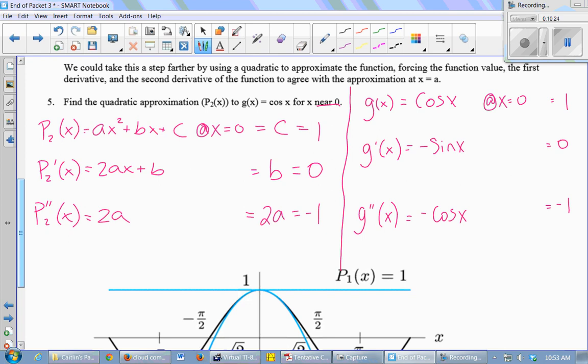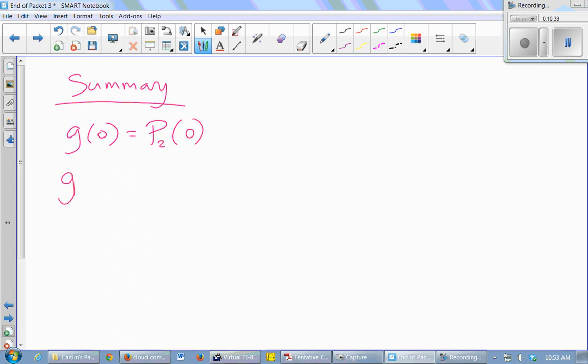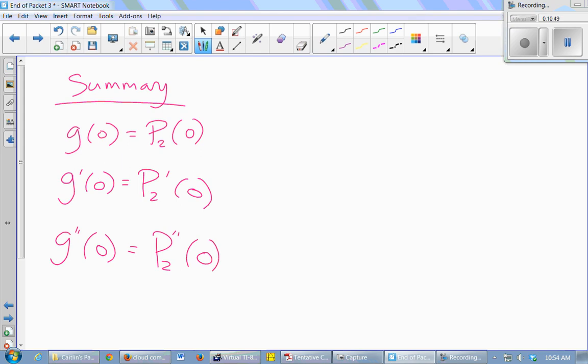So to summarize, I'll write it on another page here. I said that g of 0 has to equal my polynomial at 0. g prime of 0 has to be the same as p prime of 0. And g double prime of 0 has to be the same as p double prime of 0. Okay.